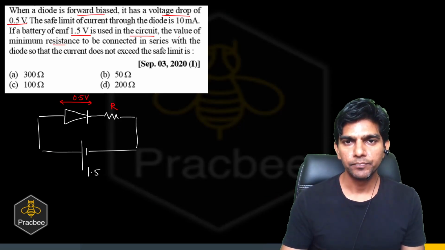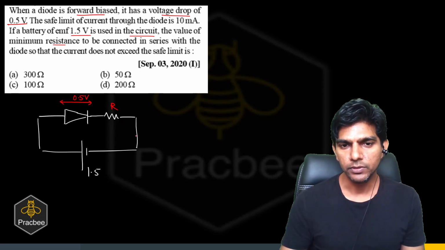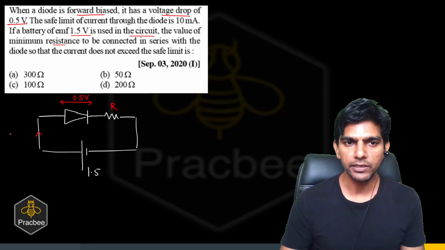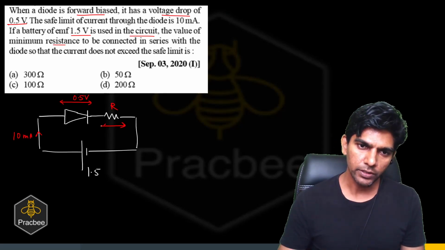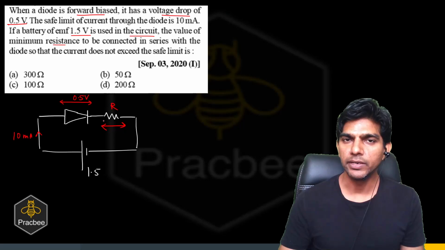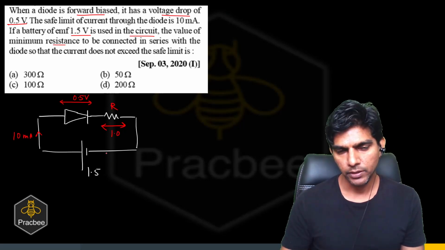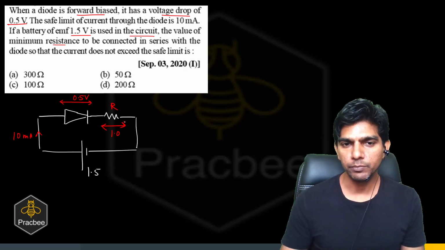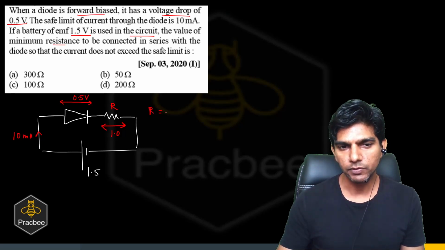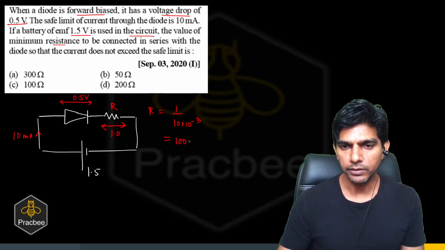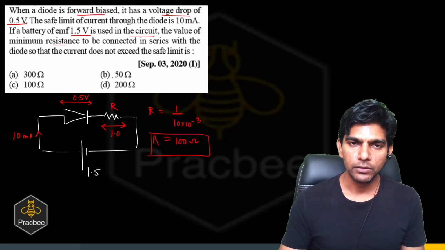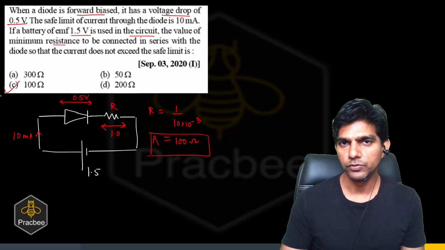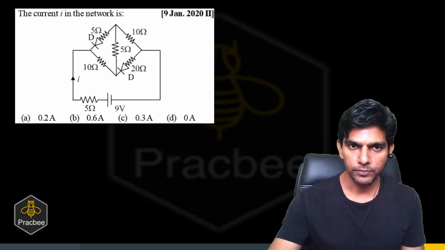So to find the minimum value of the resistance, we'll assume the maximum current in the circuit. So let us say the current in the circuit is 10 milliampere. Now for this current, the potential drop across the resistor will be 1.5 minus 0.5, so that will be 1 volt. Through this resistor there is a current of 10 milliampere. So by Ohm's law the resistance will be 1 divided by 10 times 10 raised to minus 3, so it comes out to be 100 ohms. So the minimum resistance required to operate this diode will be 100 ohms. Now let us see another question.